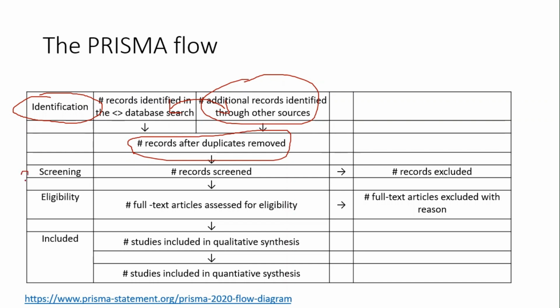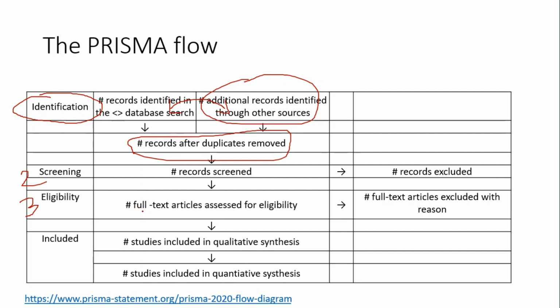The second stage is screening. So here you tell how many records you have screened. Okay, so in that you have to exclude certain records because you might think that after reading abstracts they are not fit. Then comes third one, which is eligibility.